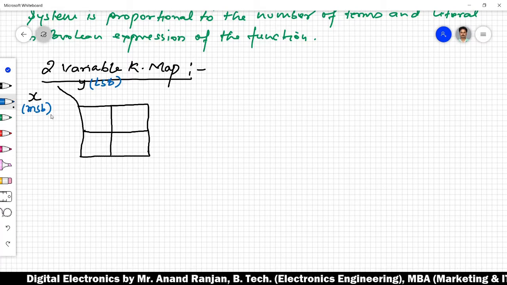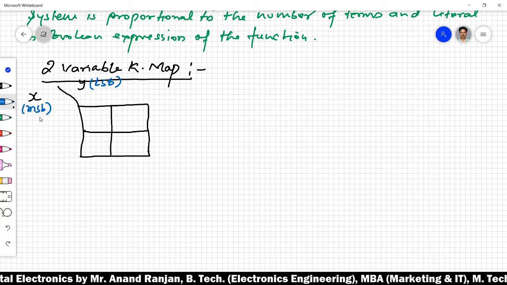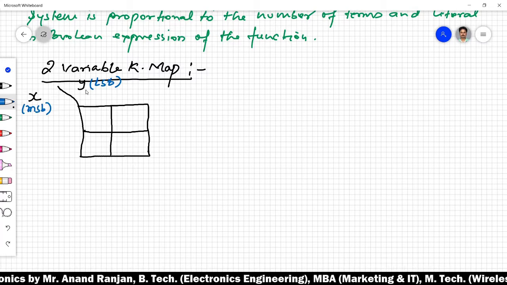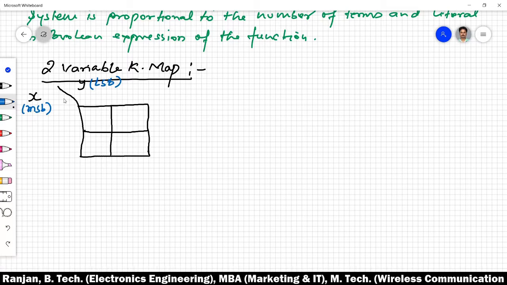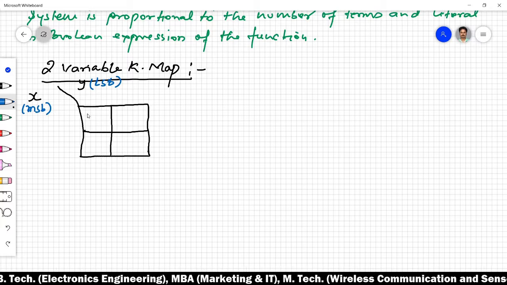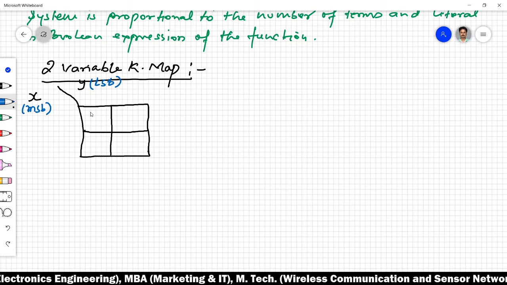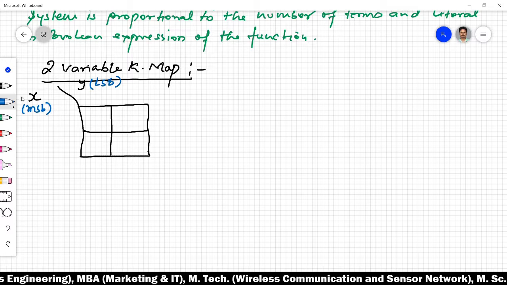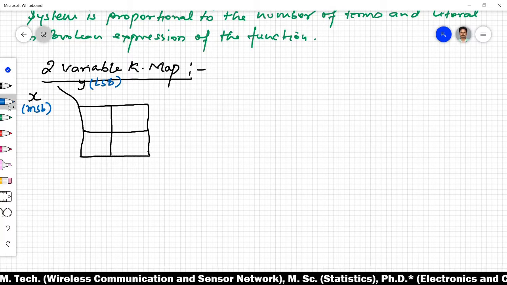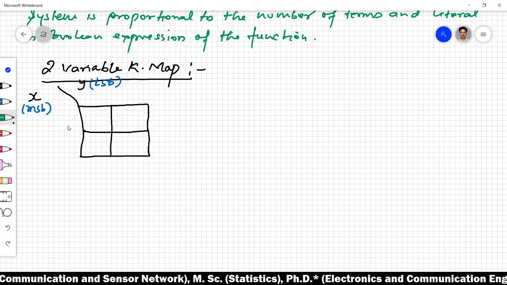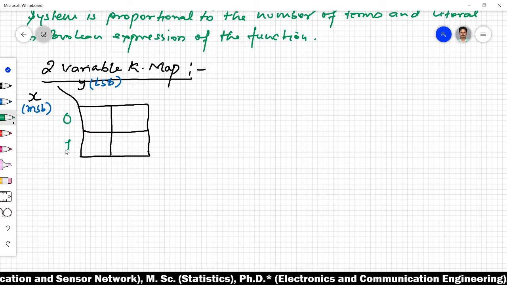LSB, most significant bit and the least significant bit. And of course with this x and y, as I told you, we are able to generate 4 different combinations, and these combinations could be either 0 0, 0 1, 1 0 and 1 1. So to proceed further, in the first min term map, let me write in this way, because x has two possible values, which are either 0 or 1.